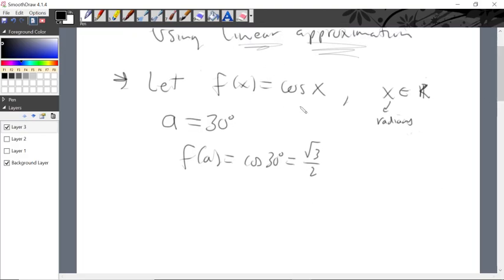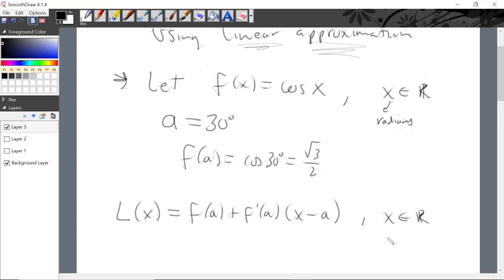Now, how do we use this function and this fixed value in order to find the linear approximation? Linear approximation is L of x, using L of x, the tangent line. Well, L of x is equal to f of a plus f prime of a times x minus a. Recall that we want x now to be a real number.